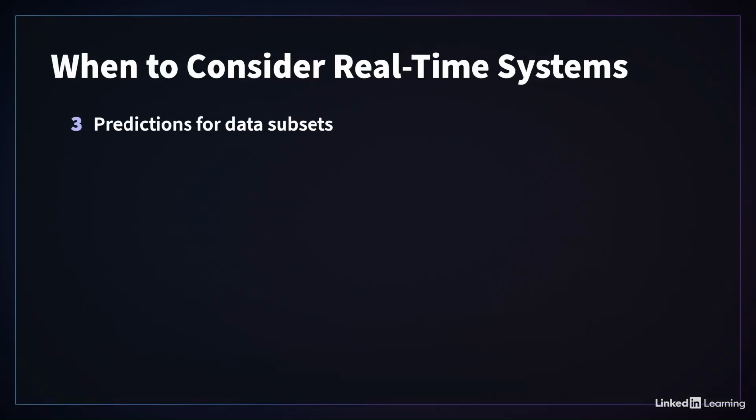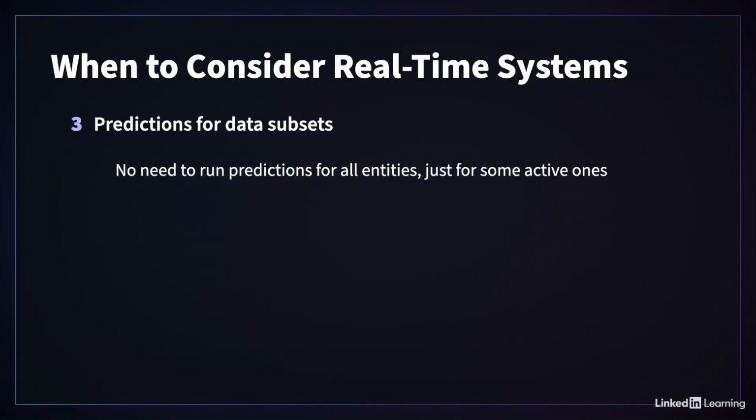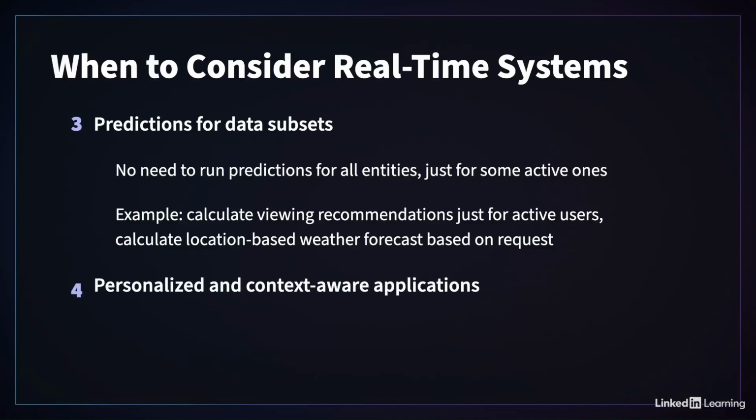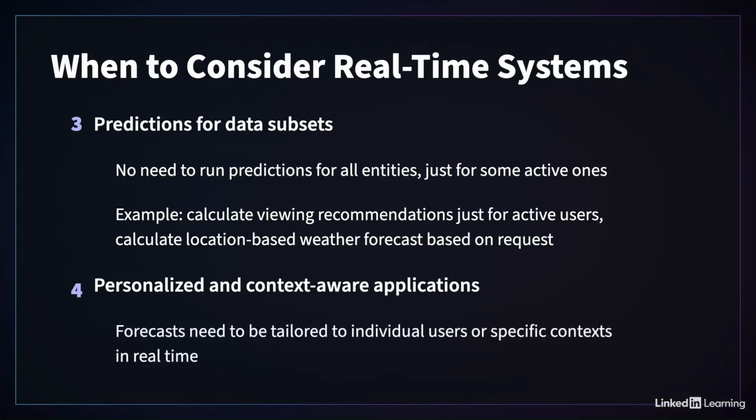Real-time forecasting is also beneficial when predictions are needed for specific subsets of data only. This is very typical for large online platforms. Instead of running predictions for every user, real-time systems can calculate recommendations or forecasts only for active users, or based on specific requests, which is more efficient and cost-effective. And additionally, real-time forecasting is ideal for personalized and context-aware applications, where forecasts need to be tailored to individual users or specific contexts in real time.